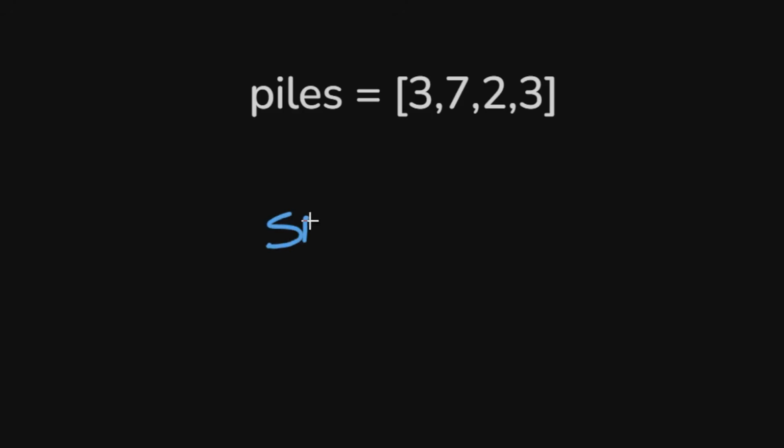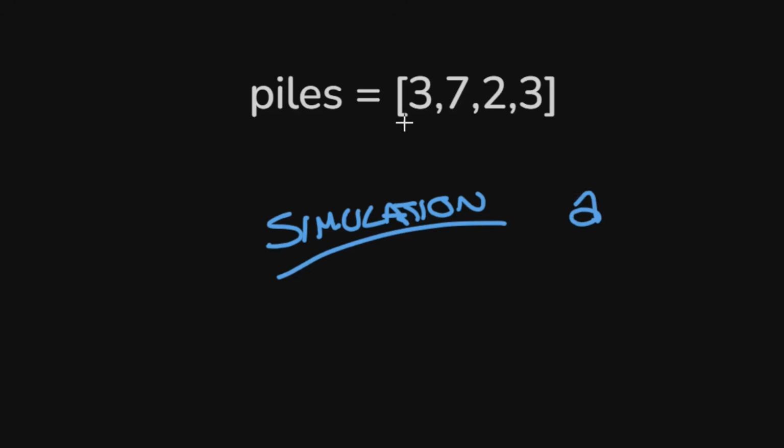So maybe you are thinking about running a simple simulation. But this is not enough. Why? Well, we have to start with Alice, right? So we have two choices. We can pick either this pile or this pile. But we are only looking at the two elements. We don't know what's next. So we don't know what's here in the middle yet.